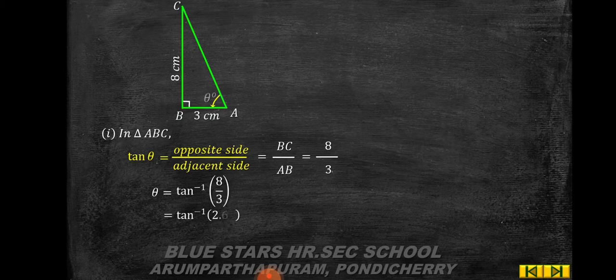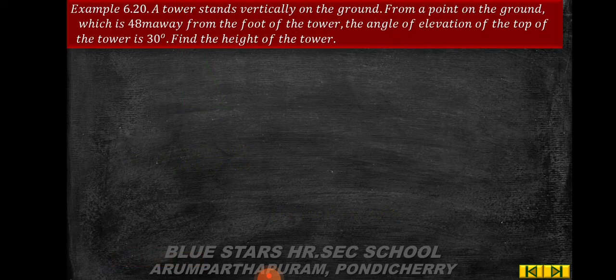Tan inverse of 8 by 3 is 2.66. Tan 69.4 degree is 2.6604. Therefore, the theta value is 69.4 degree. Therefore, angle BAC is equal to 69.4 degree. Next one is example 6.20.